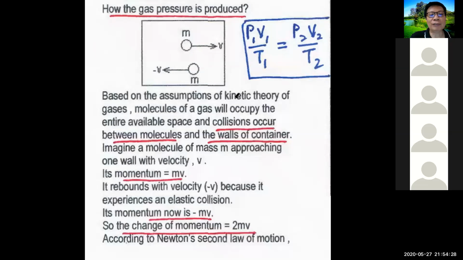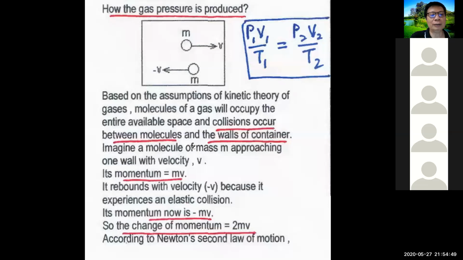So remember what I told you. Okay, now we look at the explanation here. Based on the assumption of the kinetic theory of gases, molecules of gas will occupy the entire available space and collisions occur between the molecules and the walls of the container. This is very important: collision between the molecules and the wall of the container.